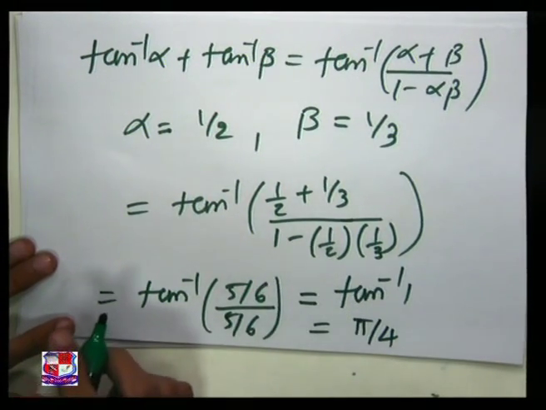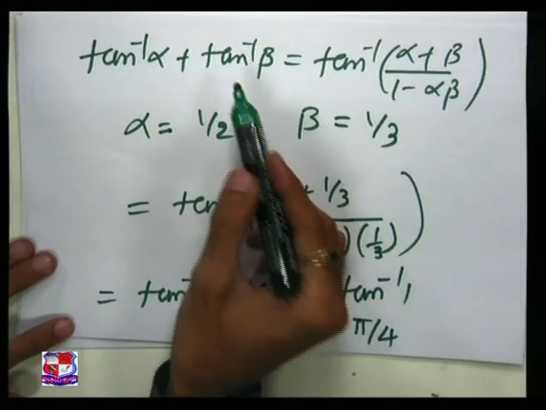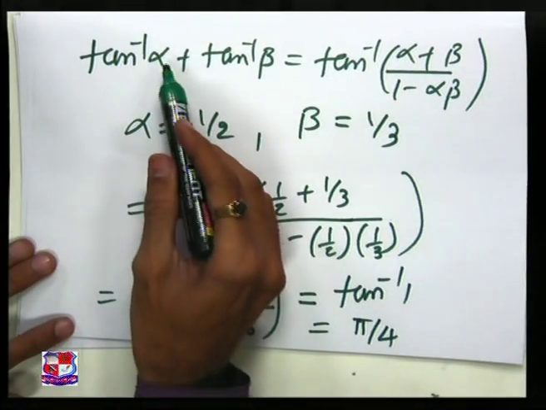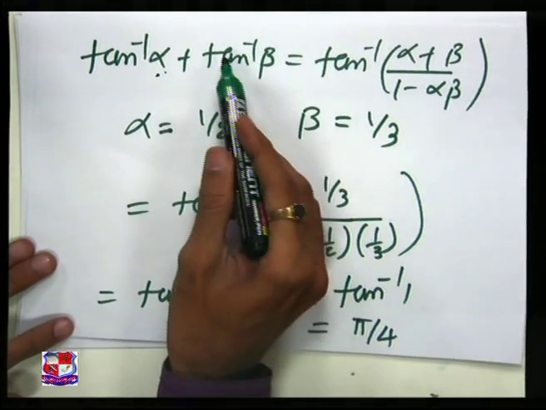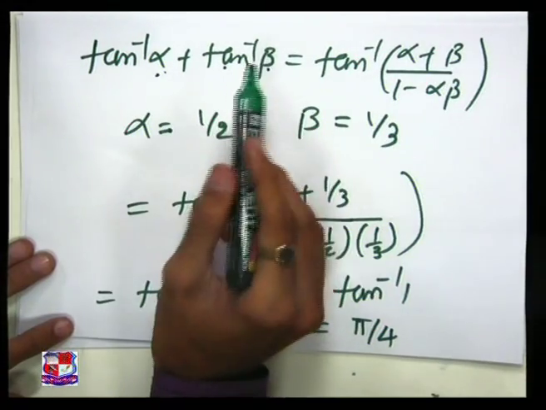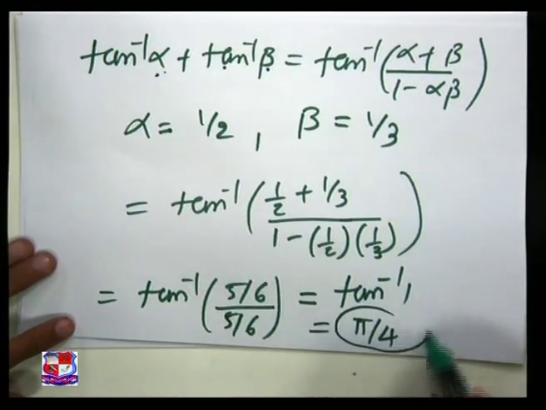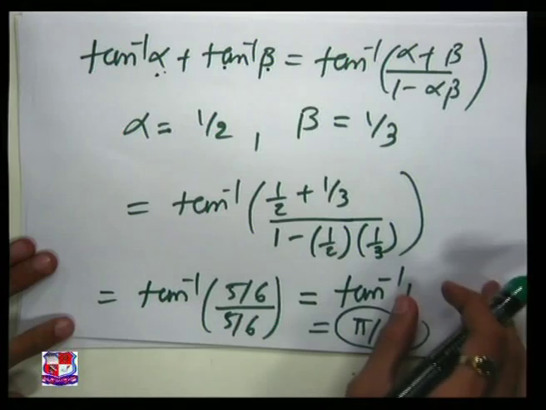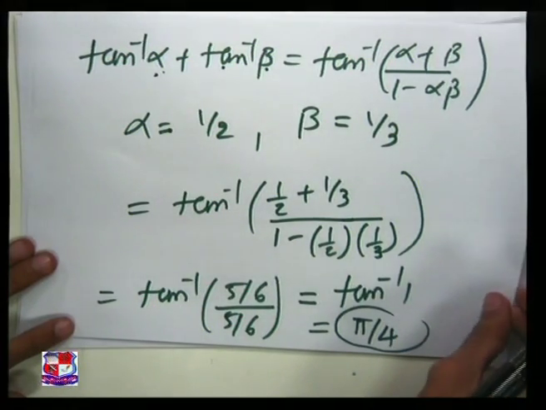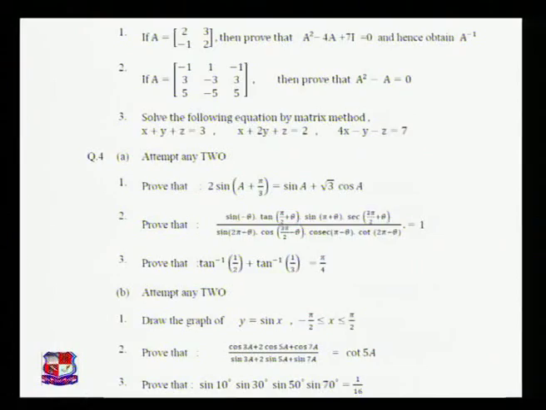So we have proved that tan inverse 1 by 2 plus tan inverse 1 by 3 is equal to pi by 4. So we have proved the third question of question number 4a. Now let us move to question number 4b, where the first one is from the graph. The question says draw the graph of y equal to sin x.